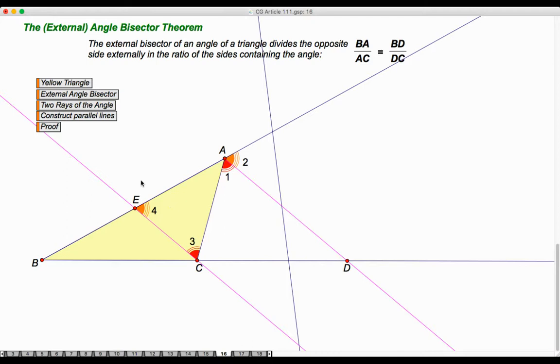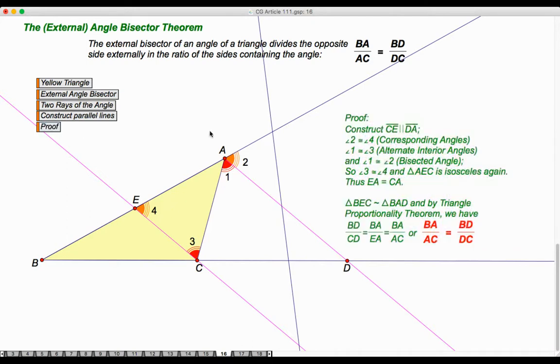Now, with that, angle 2 is congruent again to angle 4 because they are corresponding angles. Angle 1 is congruent to angle 3 because they are alternate interior angles, and therefore 3 is congruent to 4, and hence triangle AEC is once more an isosceles triangle. Okay? So this is an isosceles triangle.